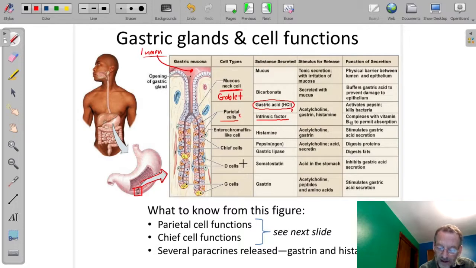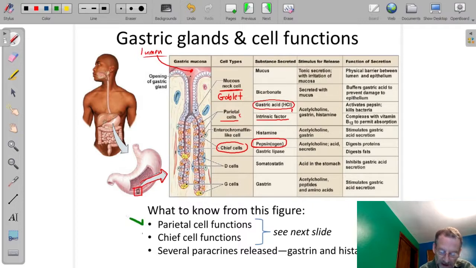Other cells that we'll take a look at are chief cells. And chief cells make the digestive enzyme pepsin, which is secreted in its inactive form as pepsinogen. So it's pepsinogen that's released, goes out into the lumen, where pepsinogen is then converted to the active protease pepsin. So at the bottom of the figure are those couple of highlights, as I've already mentioned.